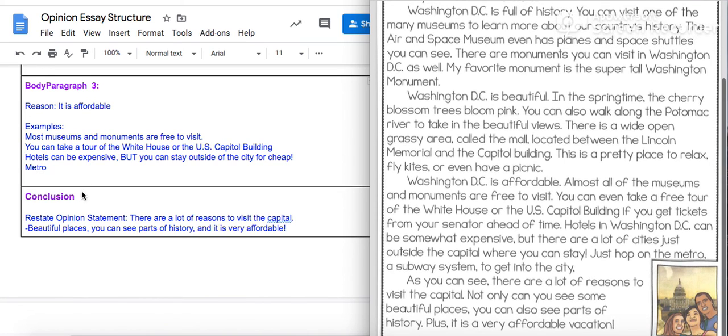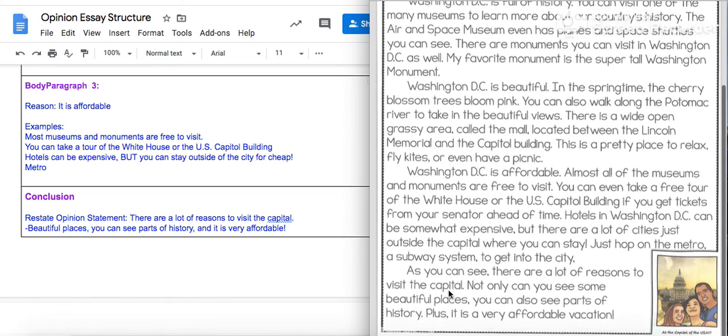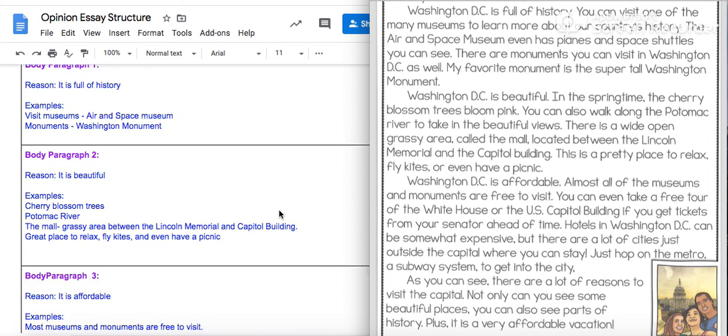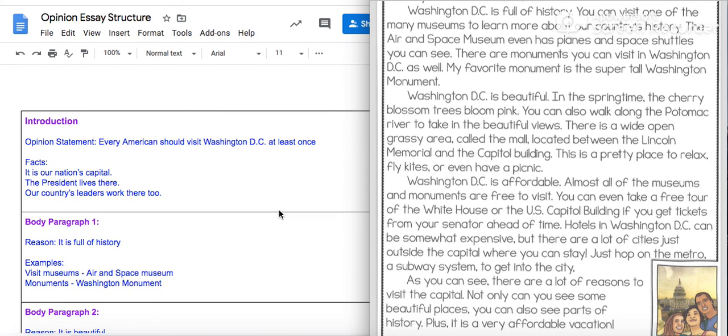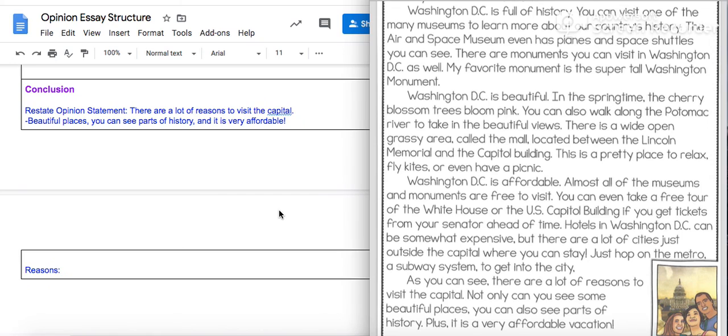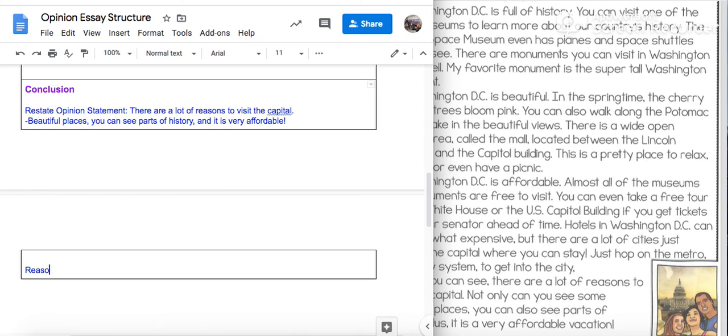And lastly, the conclusion, her fourth paragraph. As you can see, there are a lot of reasons to visit the Capitol. She restated that opinion. There are a lot of reasons to visit. She's saying basically the same thing as every American should visit Washington at least once. She's saying there are lots of reasons why you should visit it. And then she restated her reasons. I should have that up here. I kind of got lost down there.